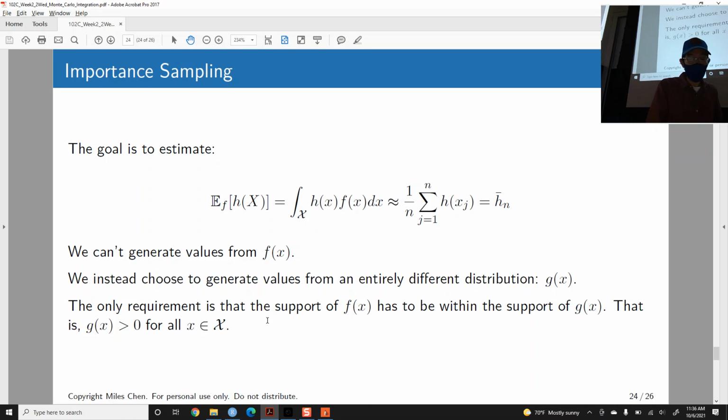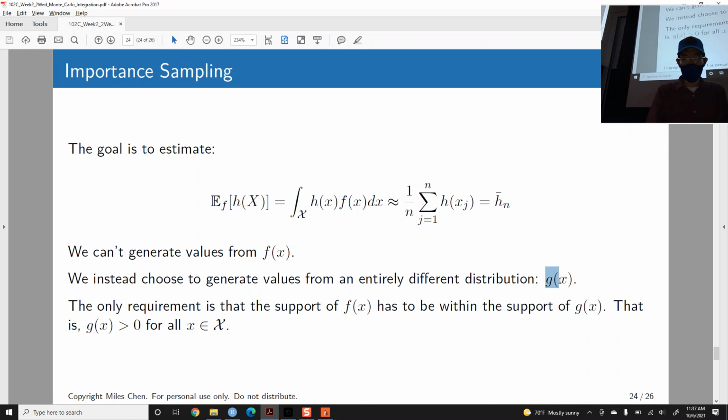Again, this is what we want, and what we're going to do instead is say, I don't know how to generate values from this thing. You gave me a weird looking distribution. I can't do that. So I'm going to generate values from g. I know how to do g. I know how to generate values from the normal distribution, or from the exponential distribution, or from something else. This other thing makes sense to me.